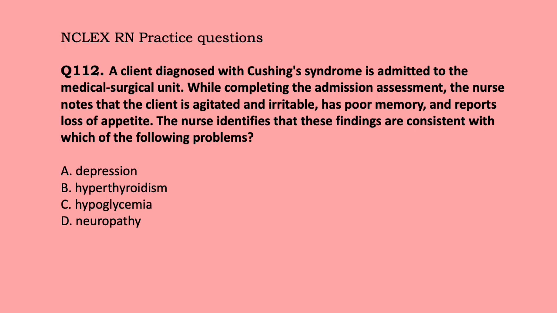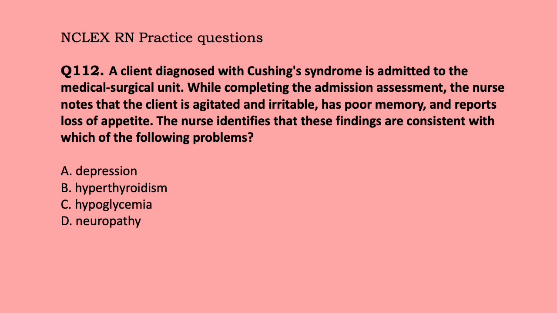NCLEX RN Practice Questions. Question 112. A client diagnosed with Cushing's syndrome is admitted to the medical surgical unit. While completing the admission assessment, the nurse notes that the client is agitated and irritable, has poor memory, and reports loss of appetite. The nurse identifies that these findings are consistent with which of the following problems?